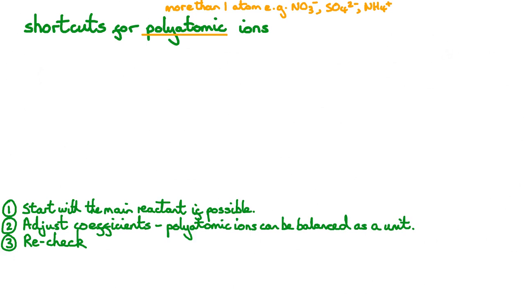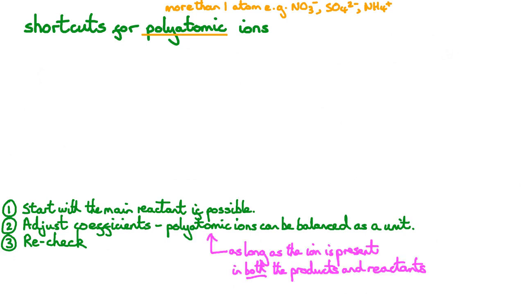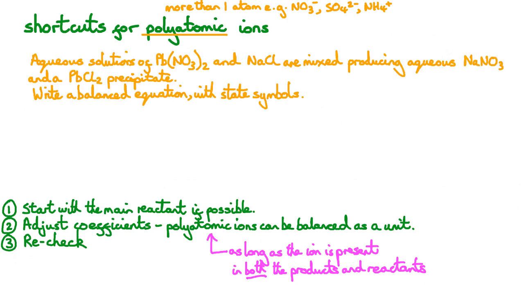We can modify our method for balancing an equation when it involves polyatomic ions. We are able to treat polyatomic ions as a single unit and balance them as such. But note that this only works if the polyatomic ion is present both in the products and the reactants. To understand this more clearly, let's have a go at an example. Let's have a look at this example reaction.